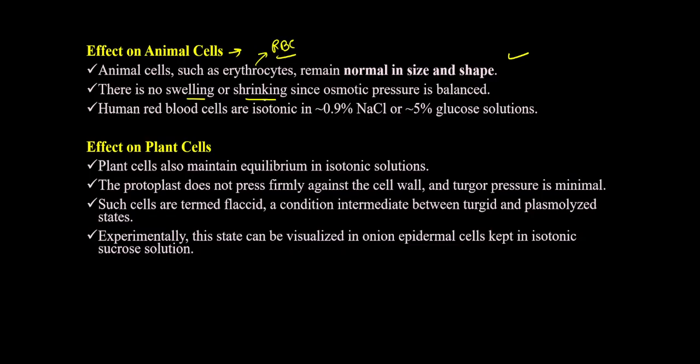Okay, after that, what will be the effect on plant cell? Plant cell also will maintain the equilibrium in isotonic solution, but it will become flaccid, which is a condition intermediate between turgid and plasmolyzed state.